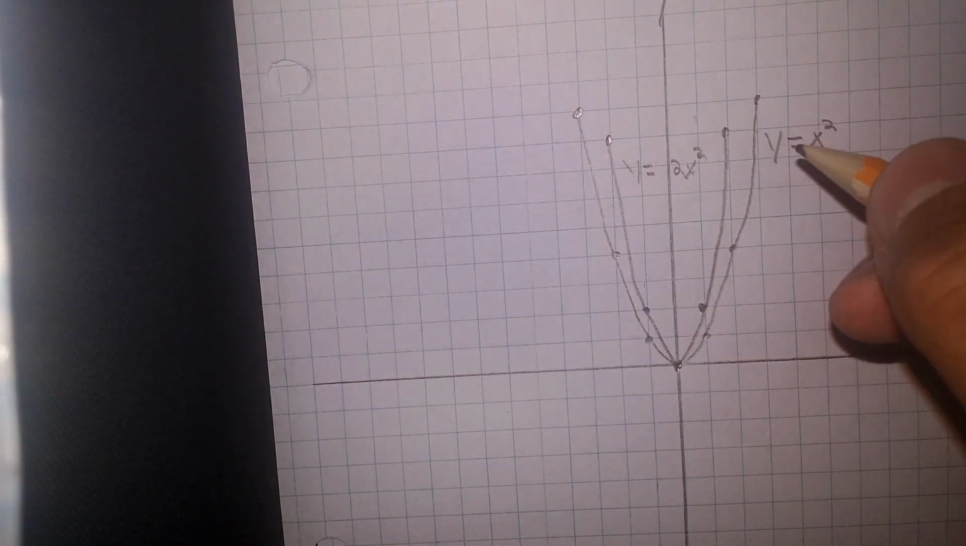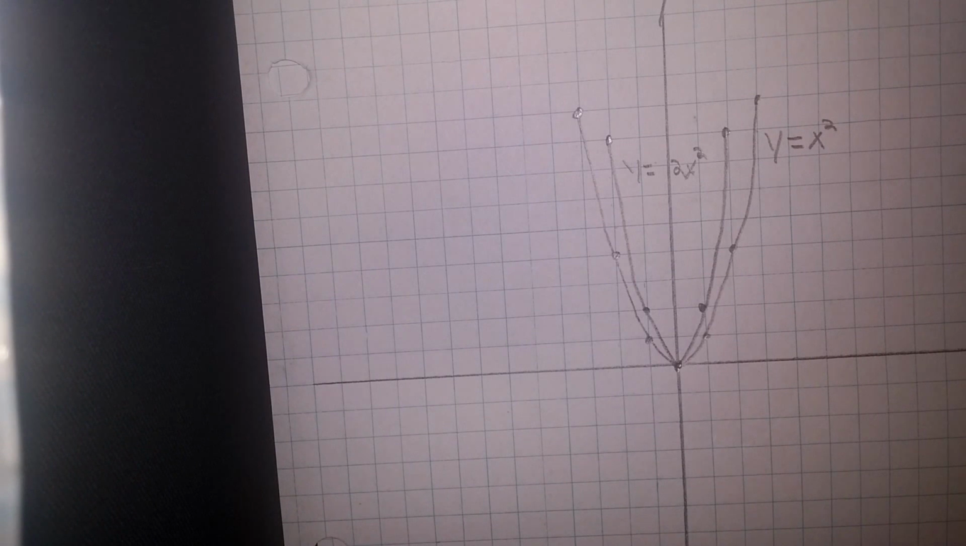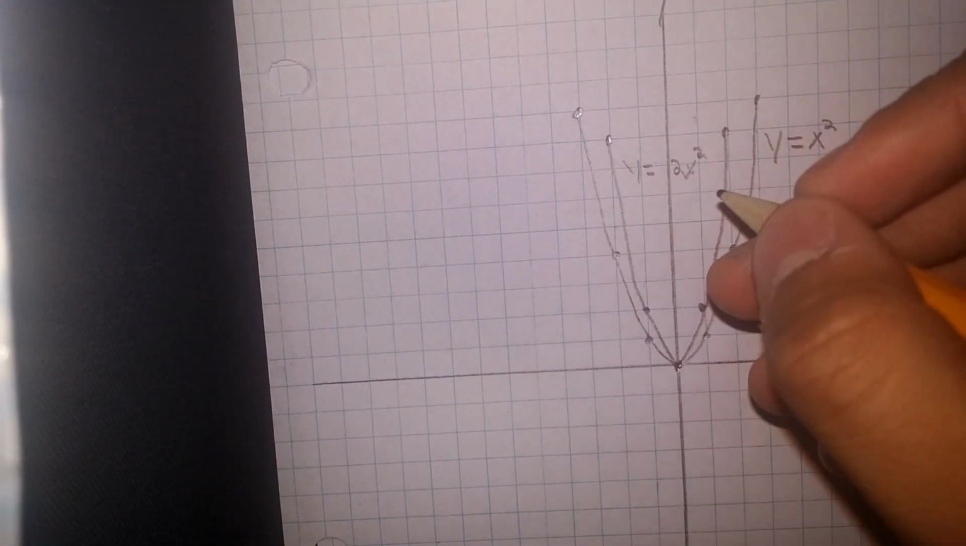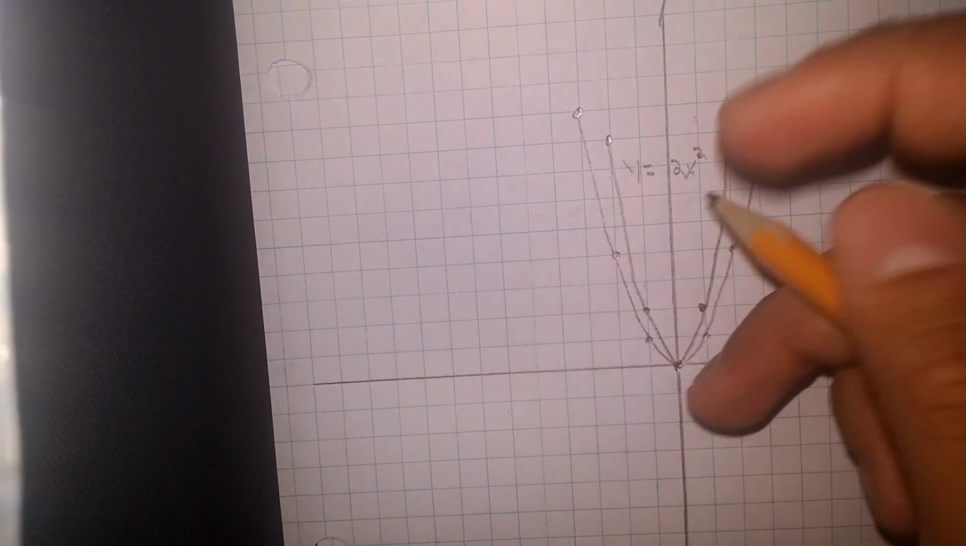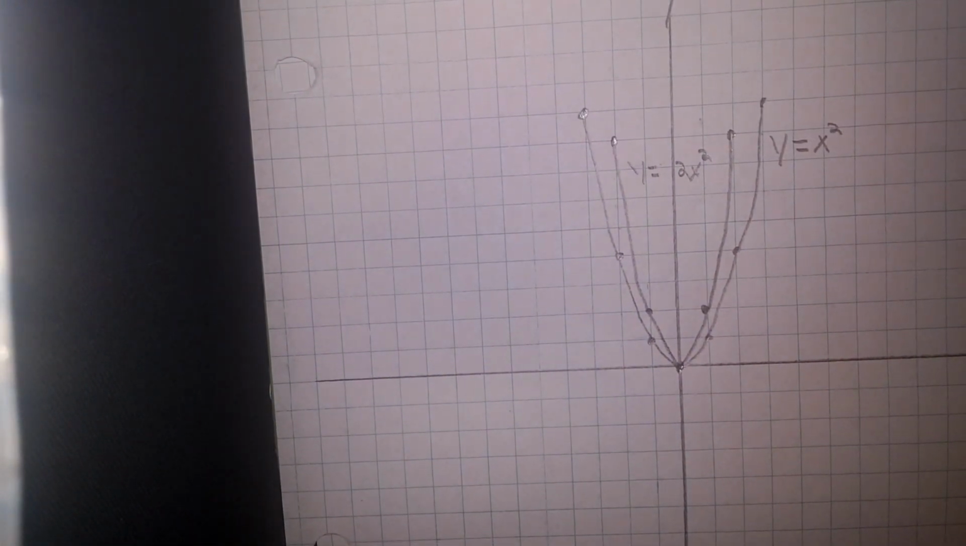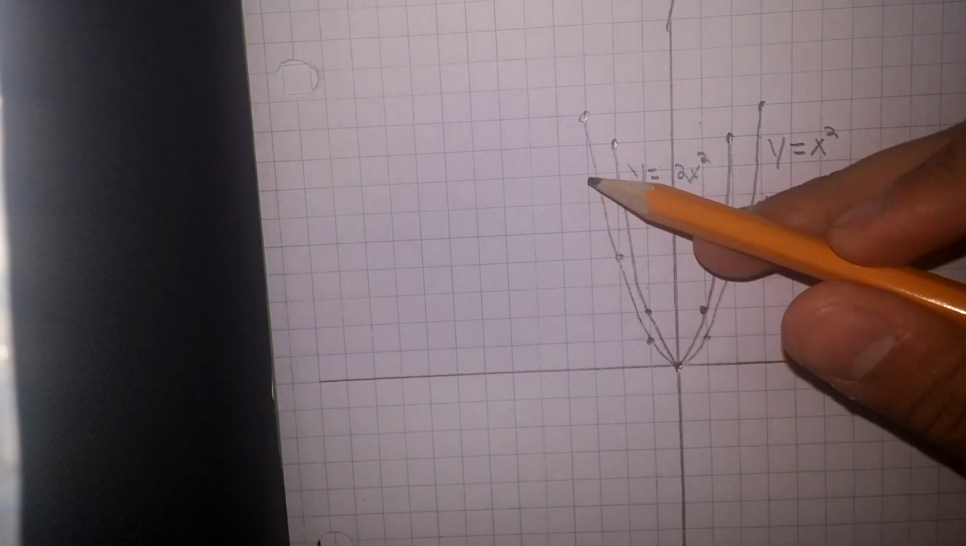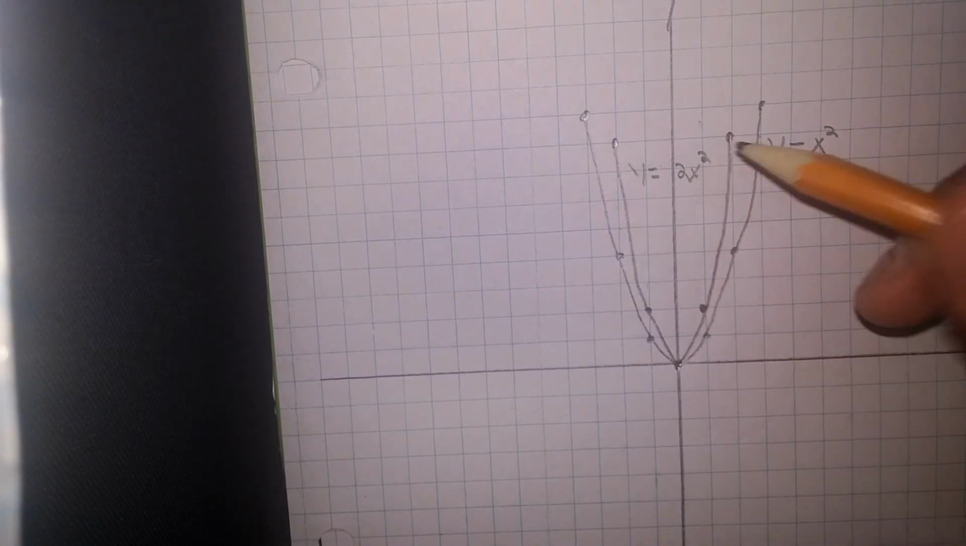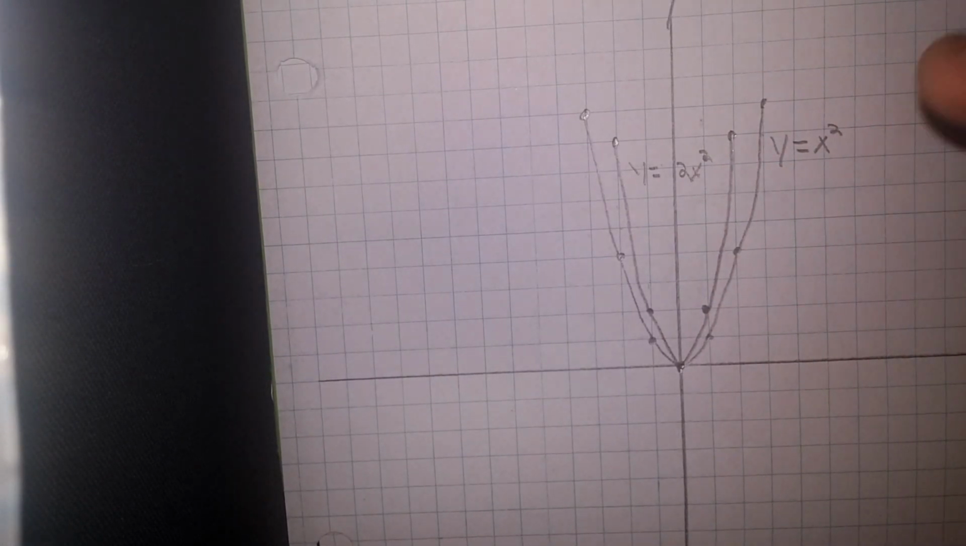And if the a value is less than 1, for example a fraction like 1/2, that means it's going to get wider. So if we did y equals 1/2 x squared, this whole graph is going to actually get wider instead of skinnier like this one. So that's just something to keep in mind, something you'd probably want to know.